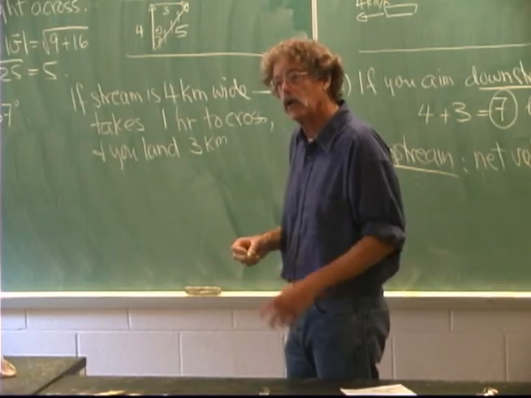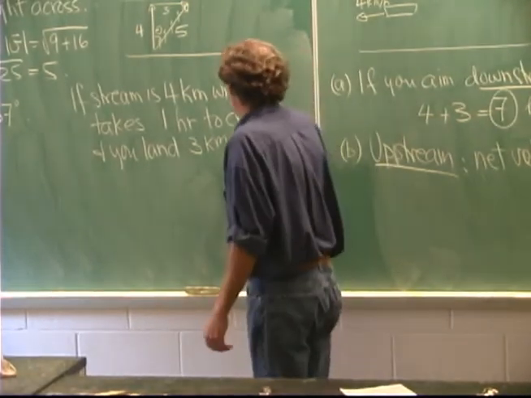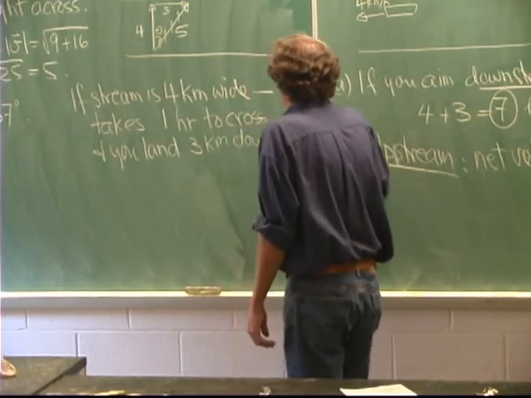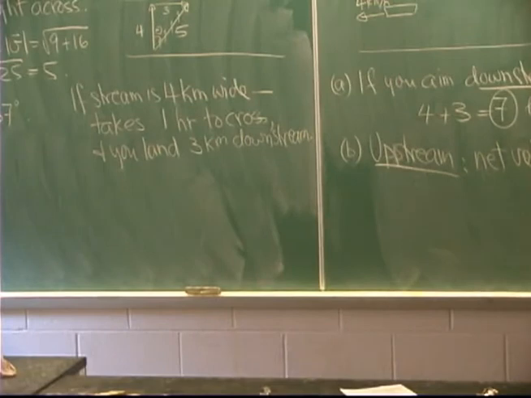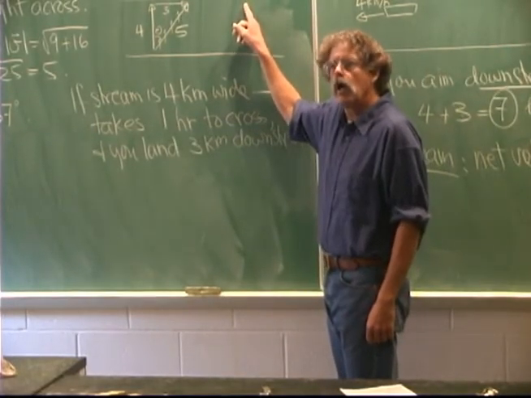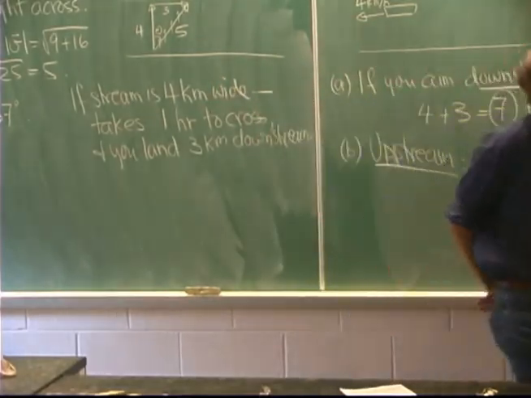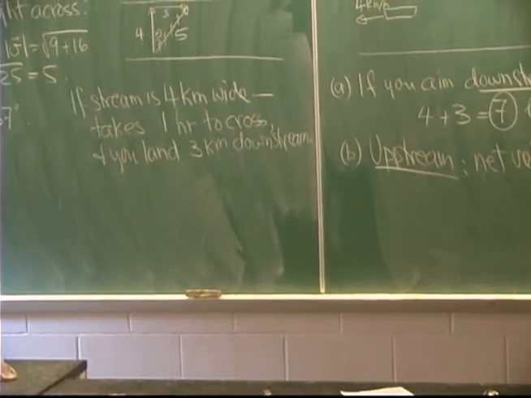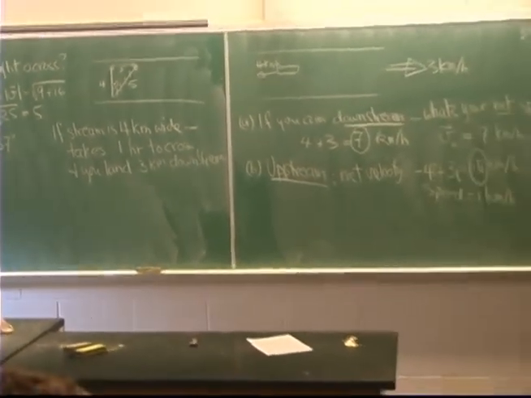Yes, actually they are. But you have to read the fine print very carefully. I said, what if you aim straight across? Suppose that you ask a different question. You say, I don't want to land 3 kilometers downstream because that's where the crocodiles are. I want to land directly across. What must you do in that case? You better aim a bit upstream, huh?